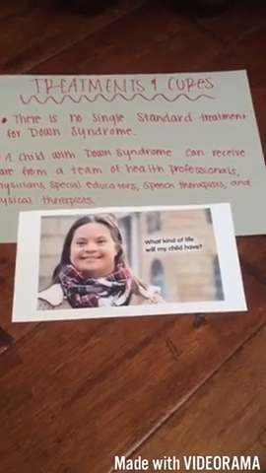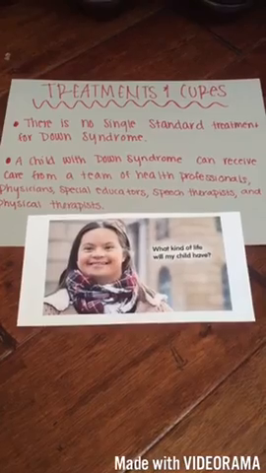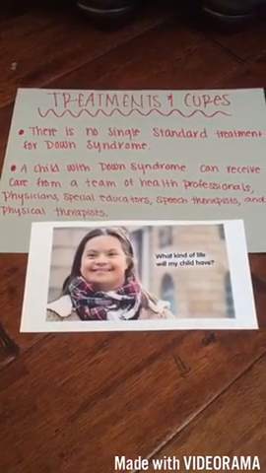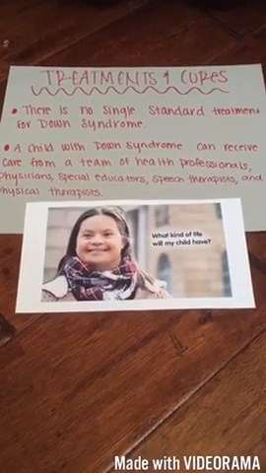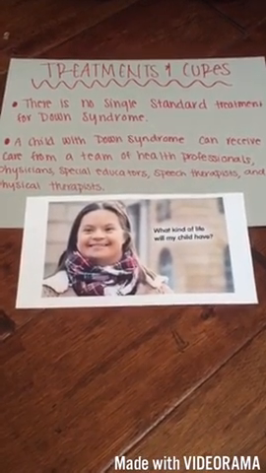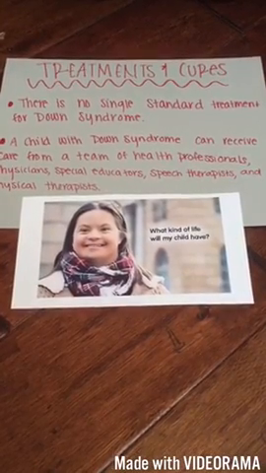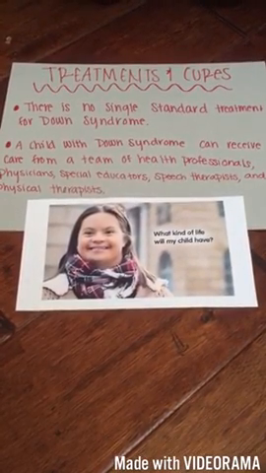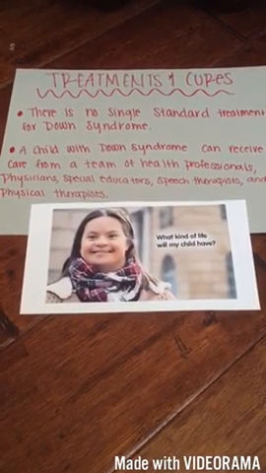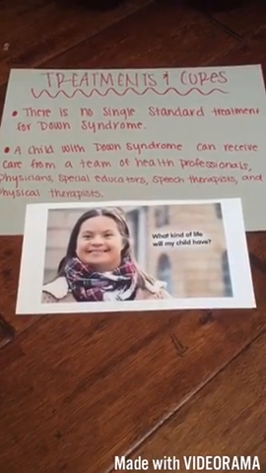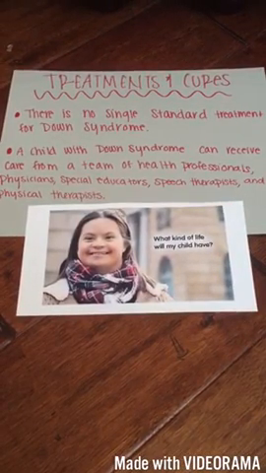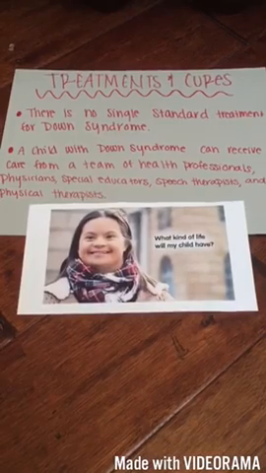There is no single standard treatment for Down syndrome. Treatments are based on each individual's physical and intellectual needs as well as their strengths and limitations. People with Down syndrome are able to receive proper care while living at home. A child with Down syndrome will likely receive care from a team of health professionals, physicians, special educators, speech therapists, occupational therapists, physical therapists, and social workers. Usually these professionals are there to interact with the children who have Down syndrome to provide stimulation and encouragement.